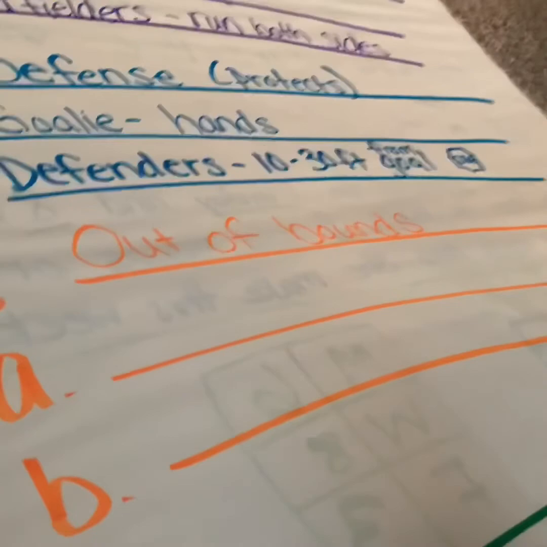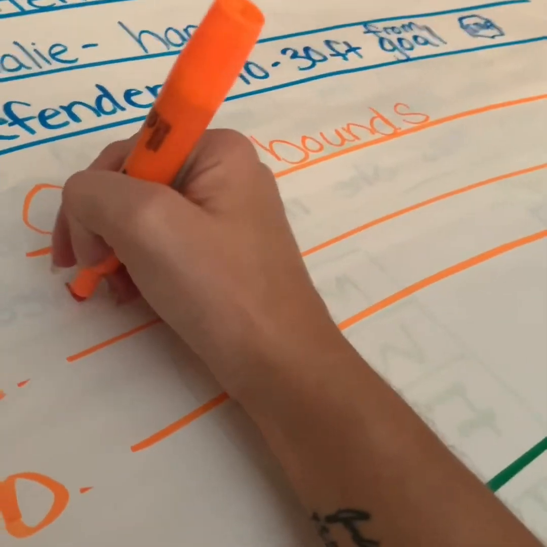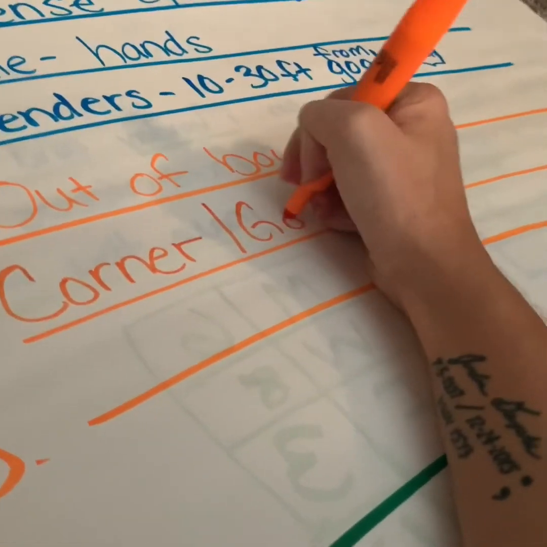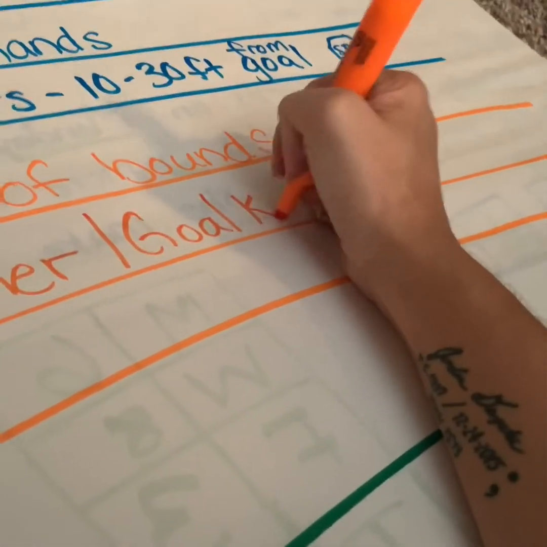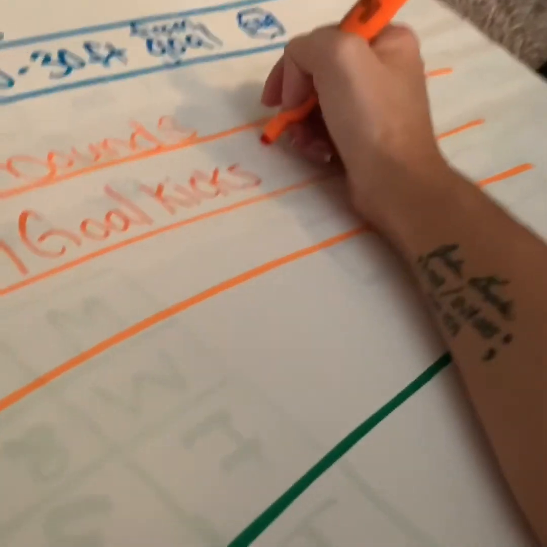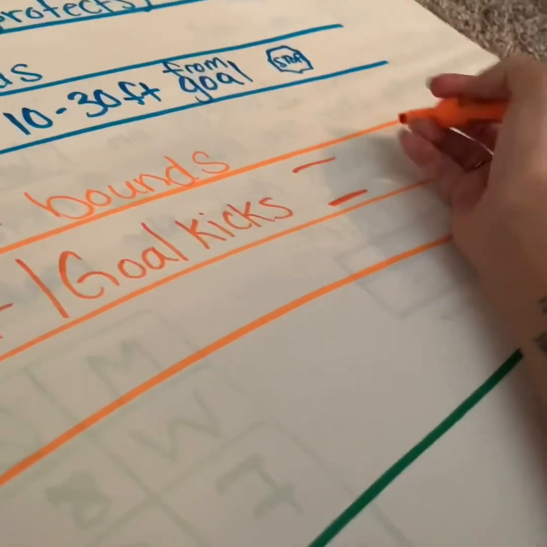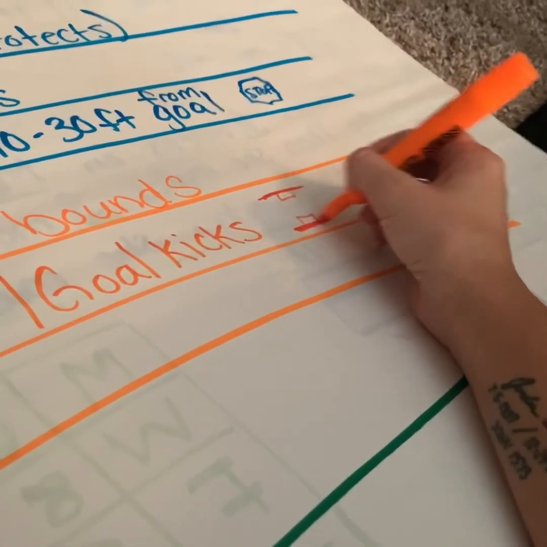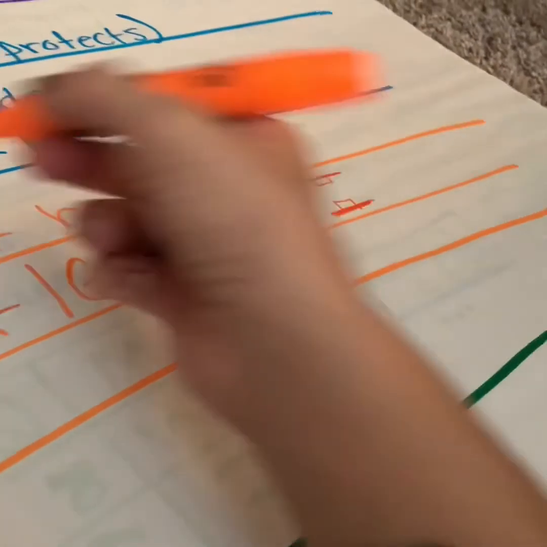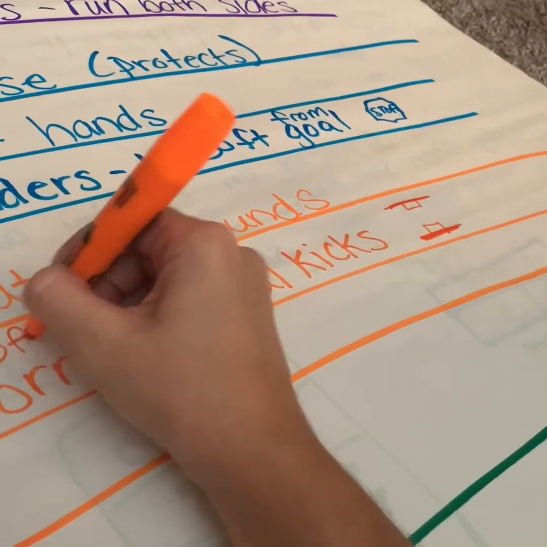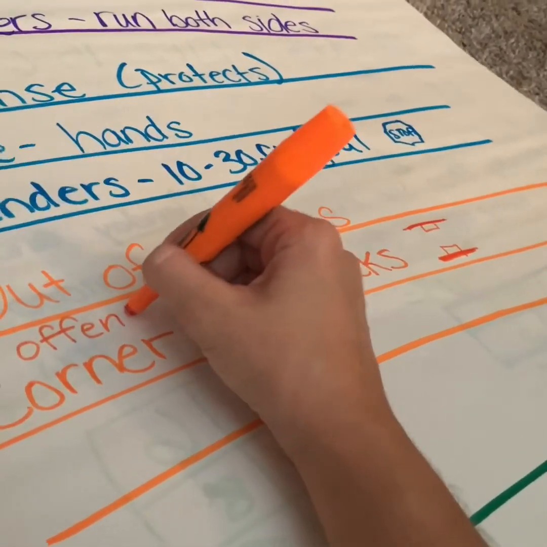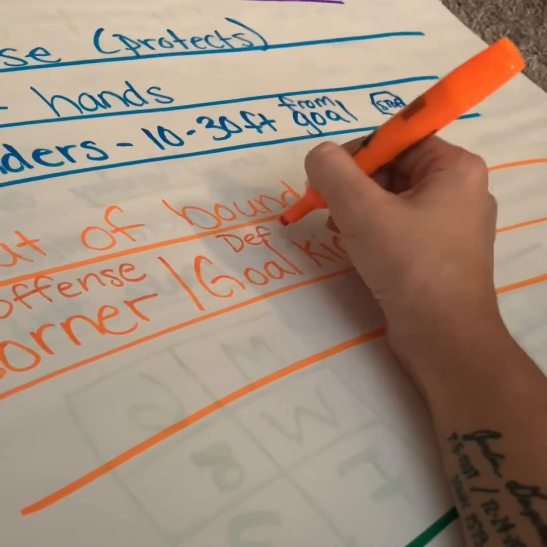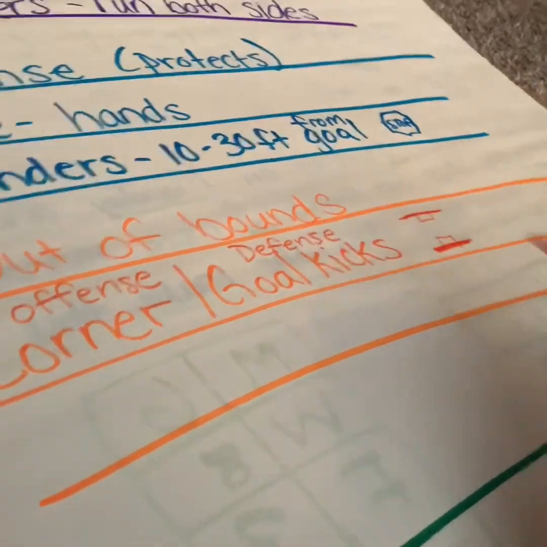Now let's break down when the ball goes out of bounds. We have corner and goal kicks, and that's when the ball goes out of bounds on these 2 sides of the field. So we have our goal over here, if the ball goes out. If it is offense having possession of the ball, they get the ball, they do the corner kick. If defense gets possession of the ball, then they do a goal kick.